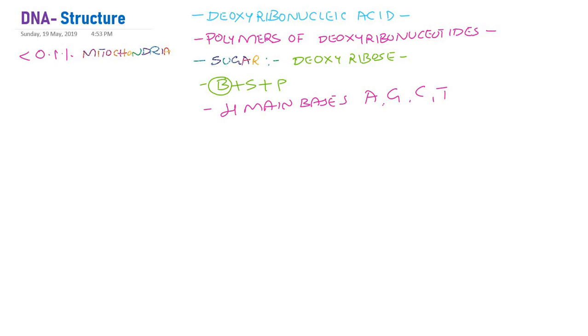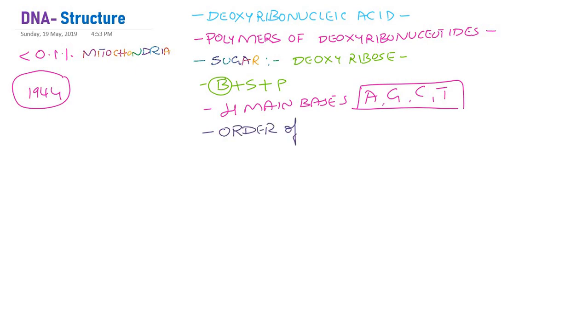In 1944, there was a big discovery. Scientists claimed that the genetic information is present in the DNA. This genetic information is carried by these bases, or determined by the order of these bases. The order of these bases will determine the sequence of amino acids in a given protein. This order is called the genetic code, which we will discuss in a later video. So at this moment, DNA is a polymer of deoxyribonucleotides, and the bases are only four types, two purines and two pyrimidines, and their order determines the sequence of amino acids during protein synthesis.